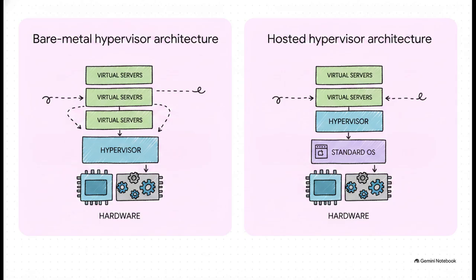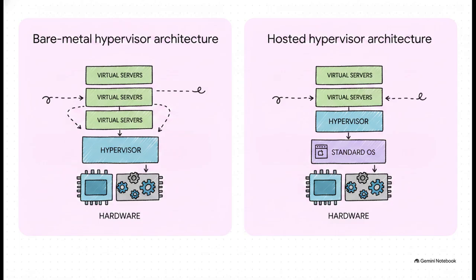A Type 1 hypervisor is bare metal. It installs directly onto the hardware itself, completely eliminating the need for a host operating system. This makes it incredibly efficient and secure for massive enterprise server farms. Now, a Type 2 hypervisor is hosted. It actually requires a standard operating system like Windows or Mac OS to run underneath it. That's great for sandboxing on a user's desktop, but really not ideal for large-scale enterprise deployments because of all that extra OS overhead.